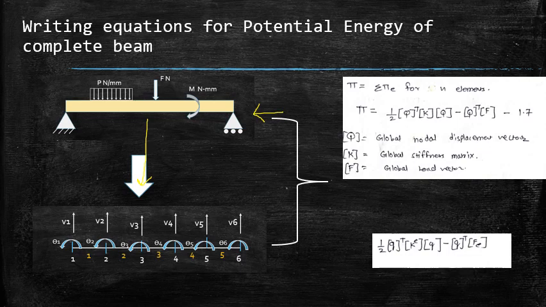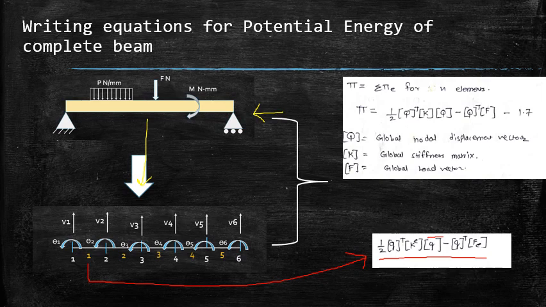Later on, we formulated the equation for elemental potential energy. What is elemental potential energy? Potential energy of one single element. There are five different elements. Consider any one element. Suppose in our discussion, we have considered element number one. So the potential energy of element number one under external loading is given by half q transpose ke q minus q transpose fe. When I am using this q, I am writing small q. Small q denotes local degrees of freedom.